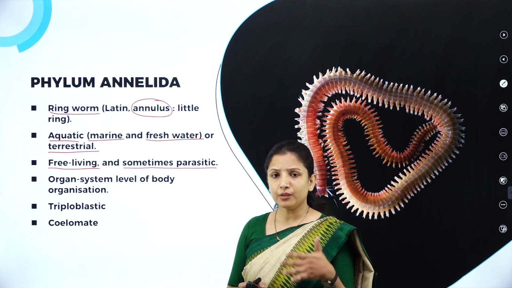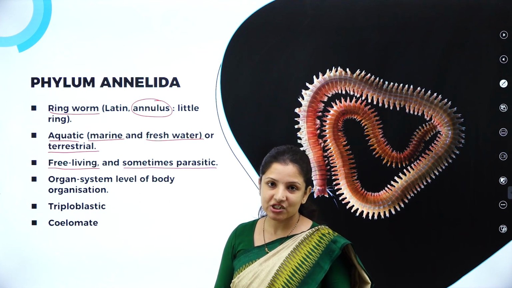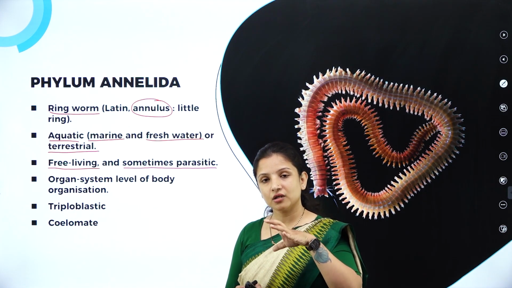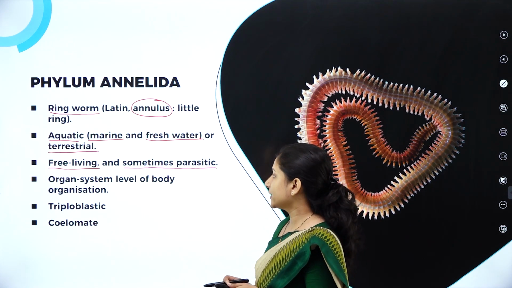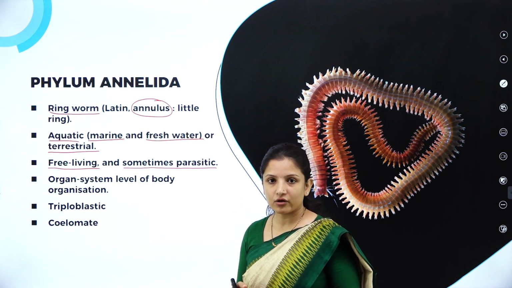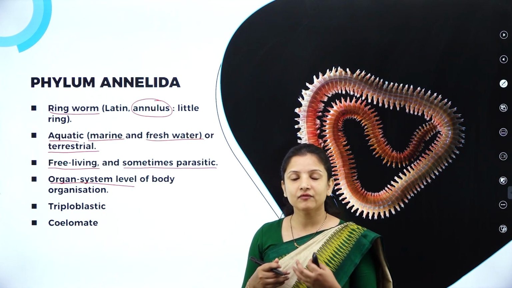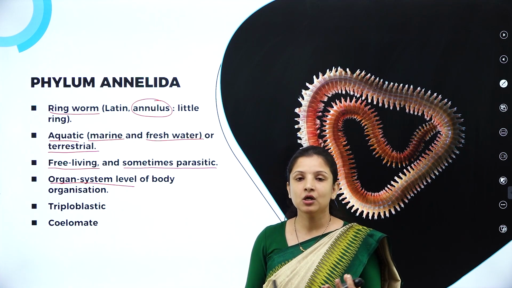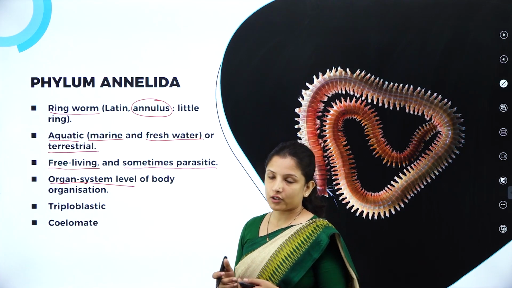Sometimes they are parasitic, meaning they depend on a living host for their survival. For example, leeches can be considered to some extent as parasitic because they depend on the blood of other living animals for their survival. So that is how they are parasitic sometimes. And talking about the level of body organization, they have organ system level of body organization, wherein they have a specialized organ system for excretion. For example, they have nephridia, which help in the process of excretion. So therefore, they have an organ system level of organization.